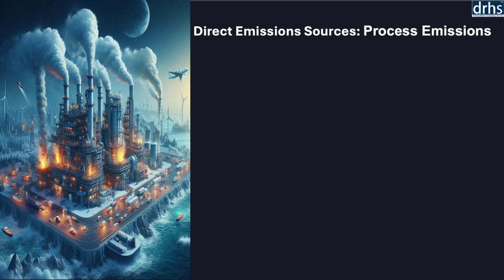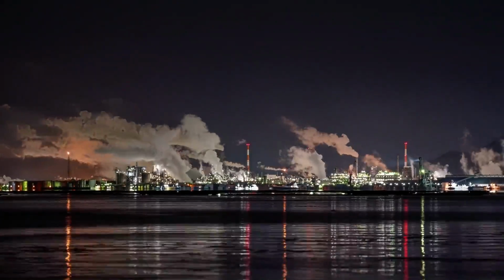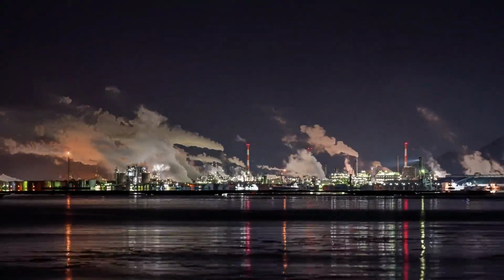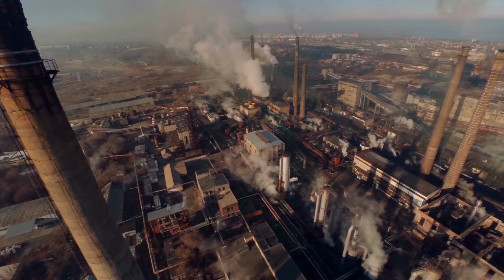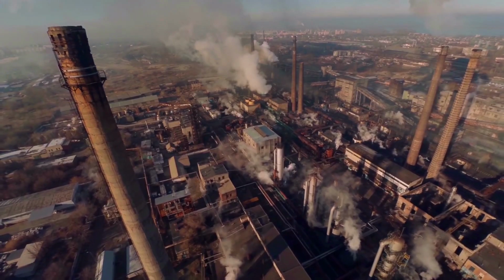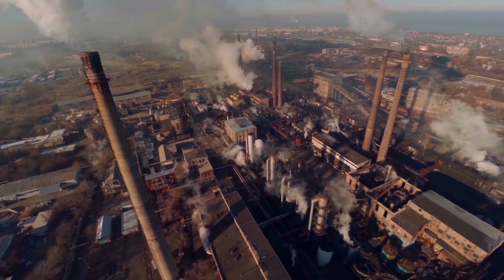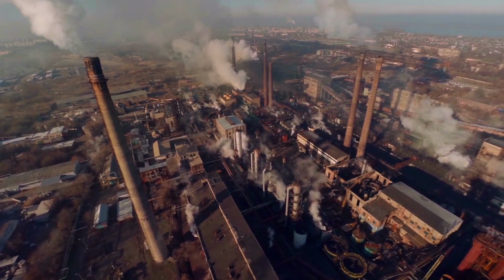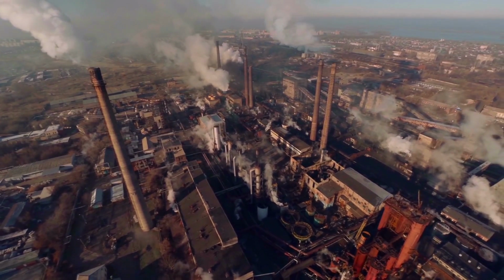Now we shall discuss the process emission under scope 1 direct emission sources. The process emission occurs during chemical reaction necessary for industrial production, excluding combustion. These are typically found in sectors such as cement manufacturing, where CO2 is released during the conversion of limestone to lime. Other examples include emission from steel production and the chemical industry.